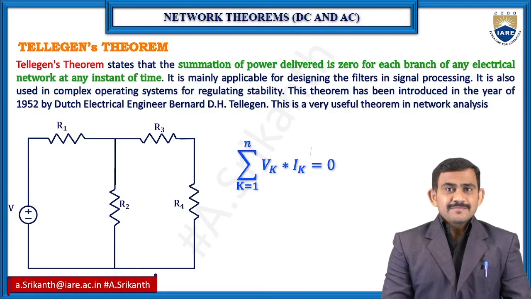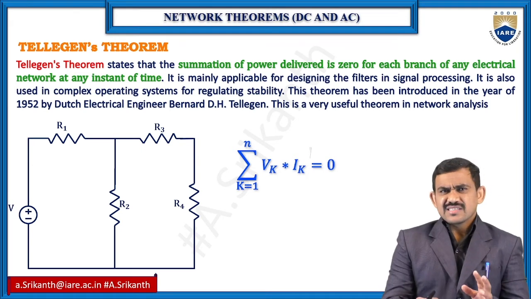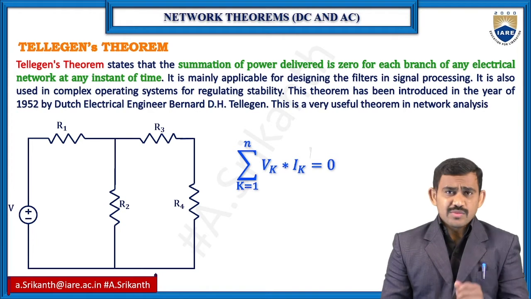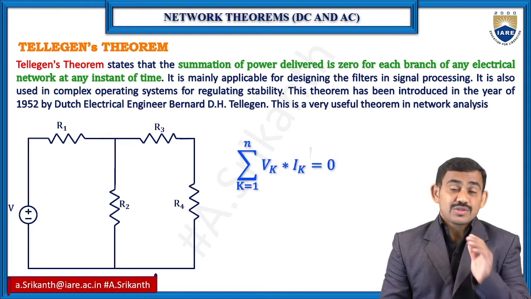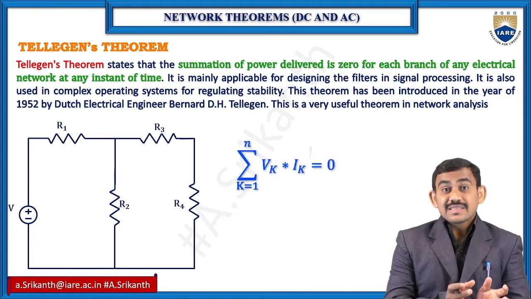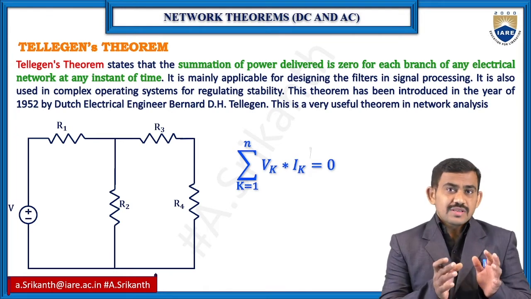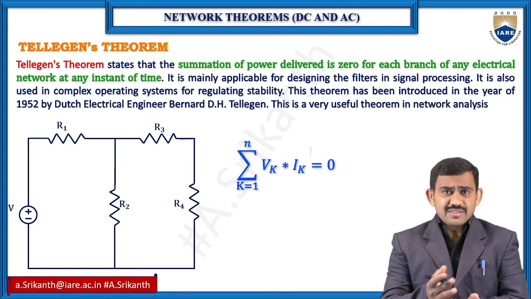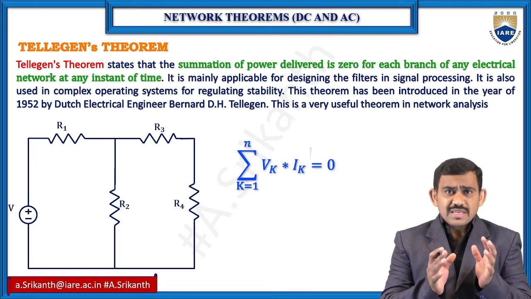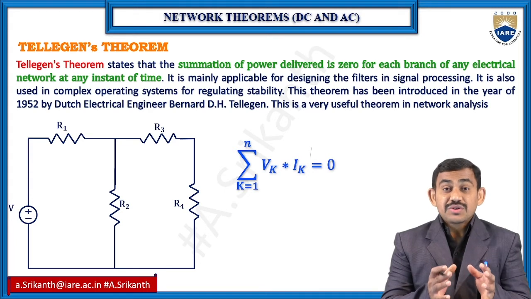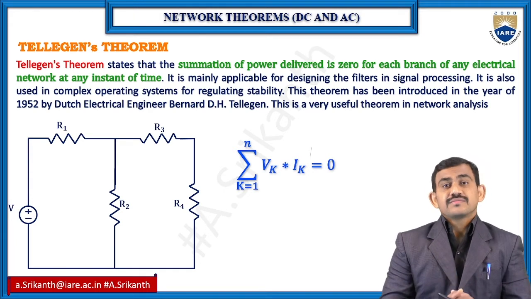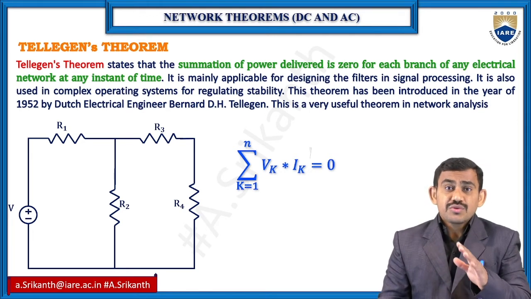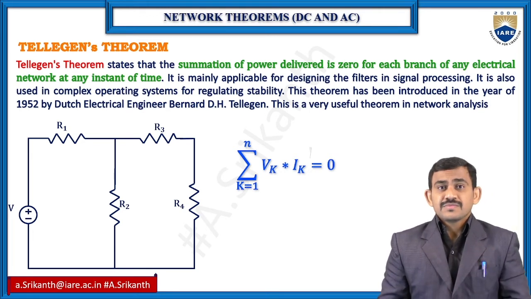So coming to Tellegen's theorem, AC or DC. Don't bother about AC excitation or DC excitation, no problem. But we require the procedure. And what is the statement? Coming to Tellegen's theorem, we have one circuit, an AC circuit or DC circuit, any one circuit. For that circuit, the total power is 0. AC or DC, no problem. But we need to know how to do the procedure.